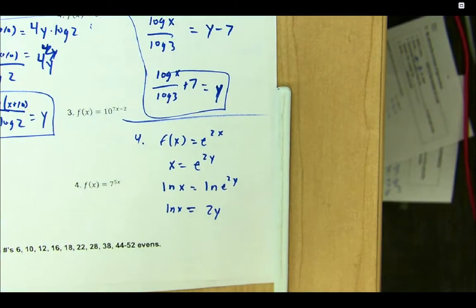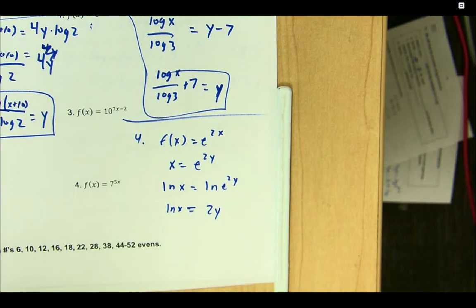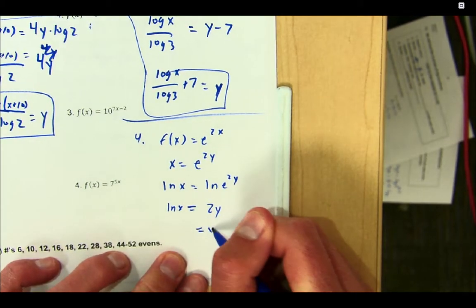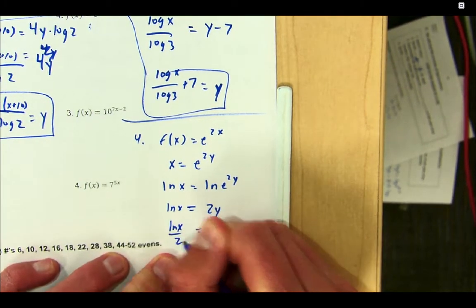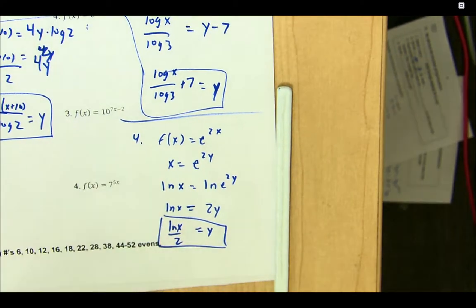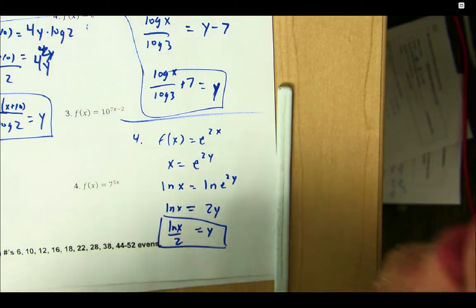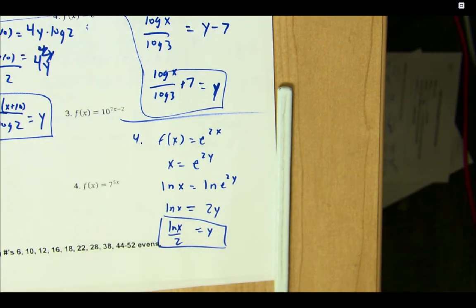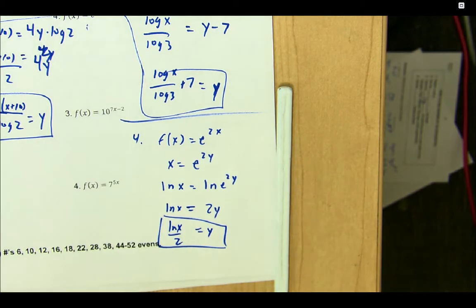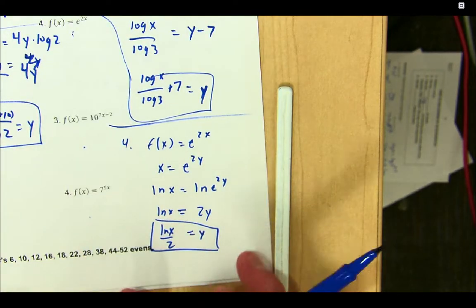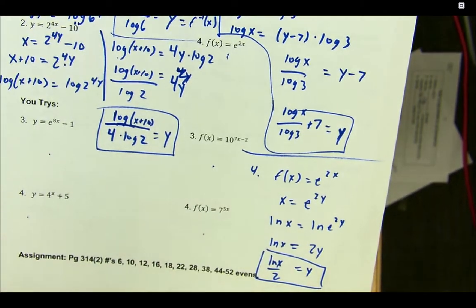Right? The logs came over. So since the logs came over, you came downstairs to the main level. And now, since those cancel out and you want to get y by itself, you will divide each side by 2. So y is equal to the natural log of x divided by 2. And once again, you can check your answers on each of those on the note keys that will be posted.